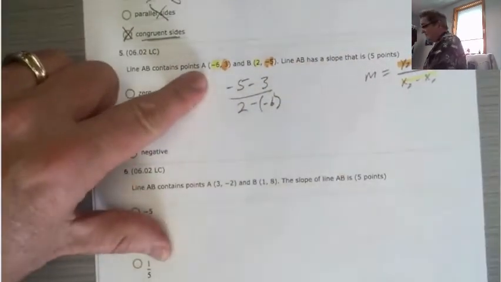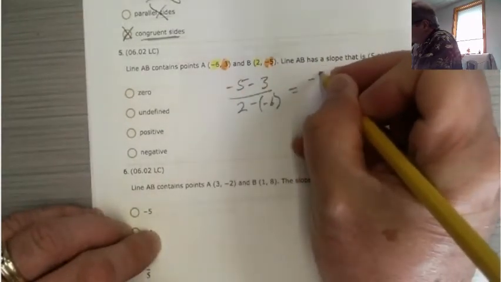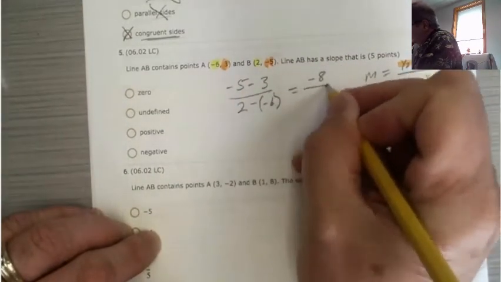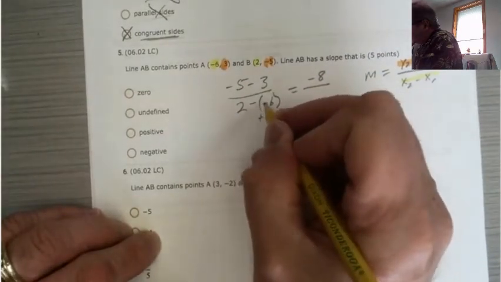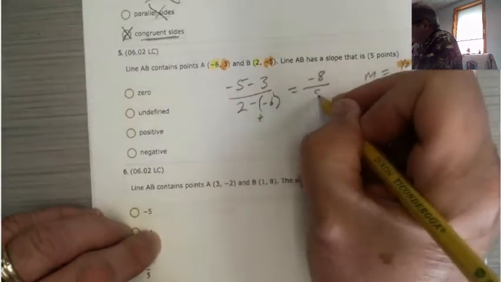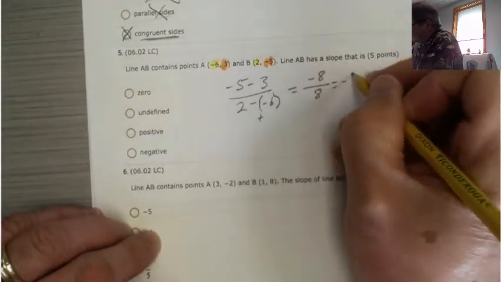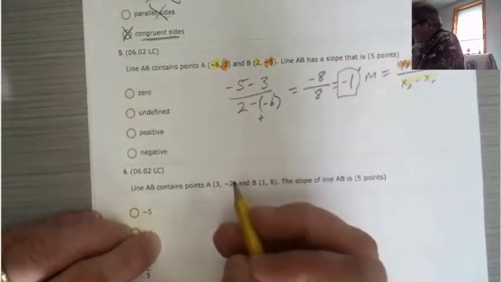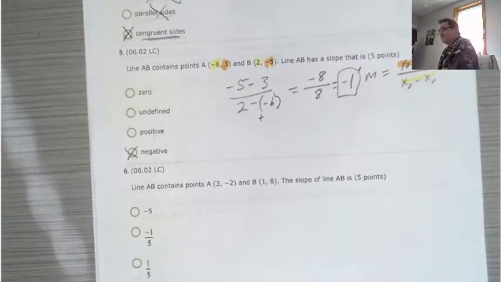We're subtracting it. So -5 minus 3 is -8 because it's an even bigger negative. But 2 minus a negative is the same thing as a plus. So 2 plus 6 is 8. So -8 divided by 8 is -1. It has a slope that is negative.